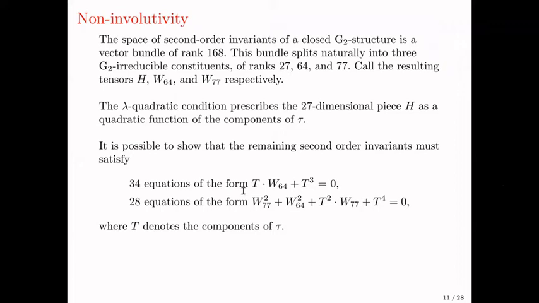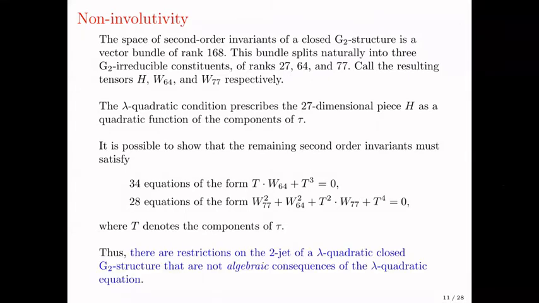Now these equations are second order equations, but it turns out that in order to uncover them, you have to differentiate the structure 3 times or 4 times. So in particular, that implies non-involutivity. But maybe a down to earth way of thinking of this is that there are restrictions on the 2-jet of a lambda quadratic closed G2 structure that are not algebraic consequences of the actual equation itself. So the equation itself describes H in terms of T, say. But these equations are completely algebraically independent of the lambda quadratic condition. And this is the reason for non-involutivity.